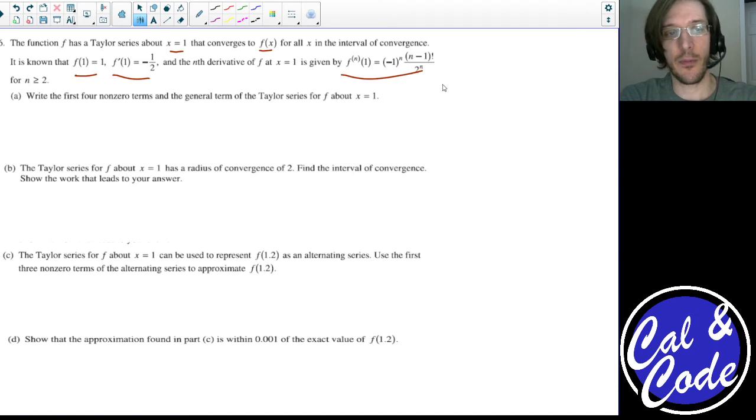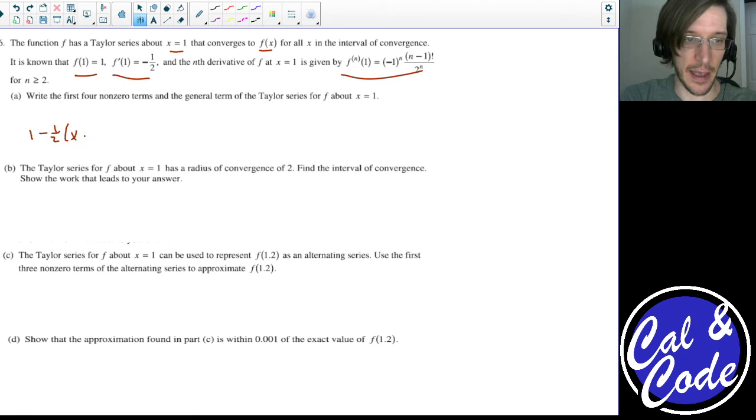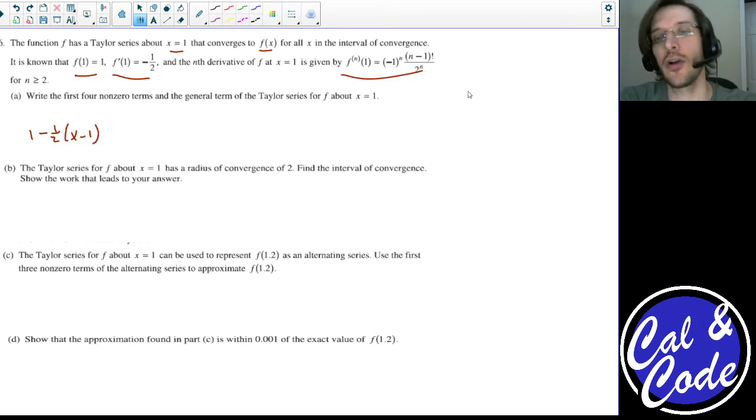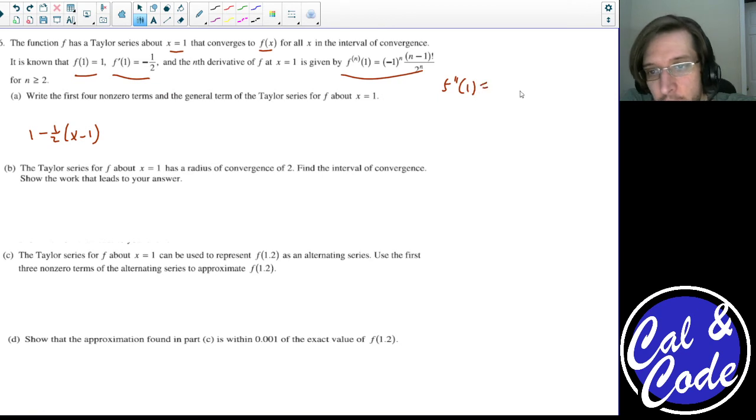To do that, I'm going to need a couple more derivatives. I already have 2 places, so I can already know that the Taylor series is going to start by saying 1 minus 1/2 times x minus 1. But to get the other terms, I'm going to need the second derivative at 1. So I'm going to put that into here, and that's going to give me basically a half. I would need to find the third derivative at 1. So that's going to give me negative 2 factorial over 8, so negative 1/4.